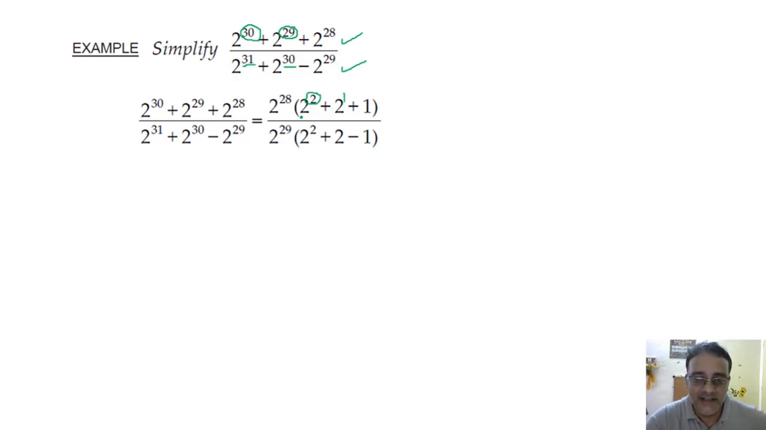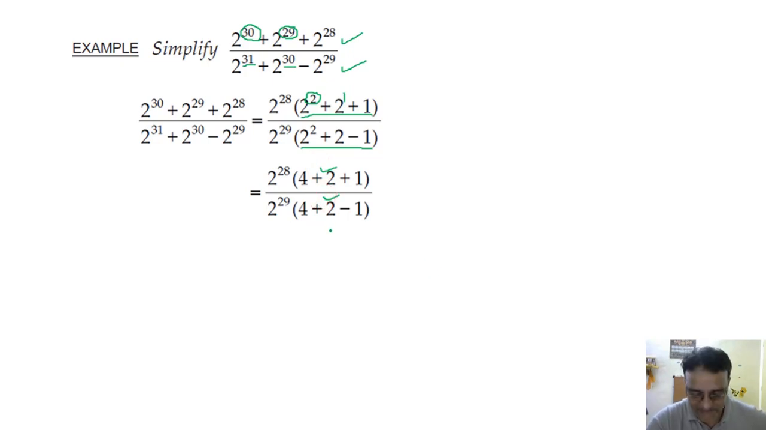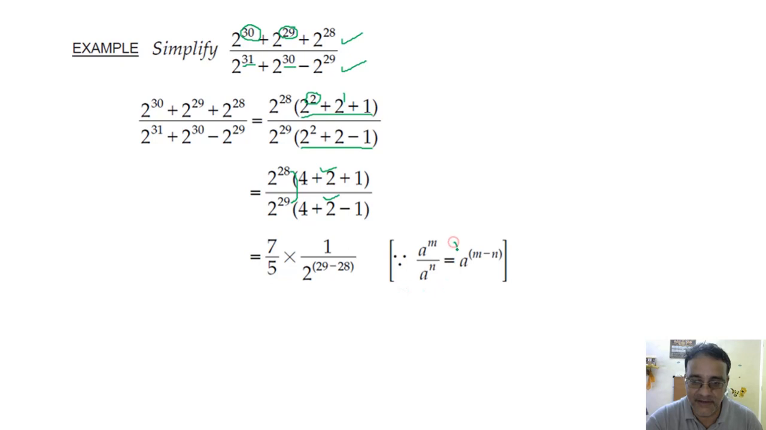Okay. Now see, this will become 4 plus 2 plus 1, and this will become 4 plus 2 minus 1. So what is the value of these two? 7 by 5. Okay. Now in the same step we will subtract these two, क्योंकि ये division में है और नीचे वाला बड़ा है, इसलिए हम लोग यहाँ नीचे subtract करेंगे. This property we have used, division one. So what is the final answer? You tell me.